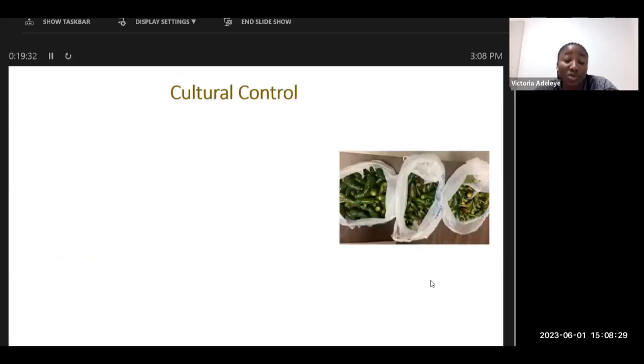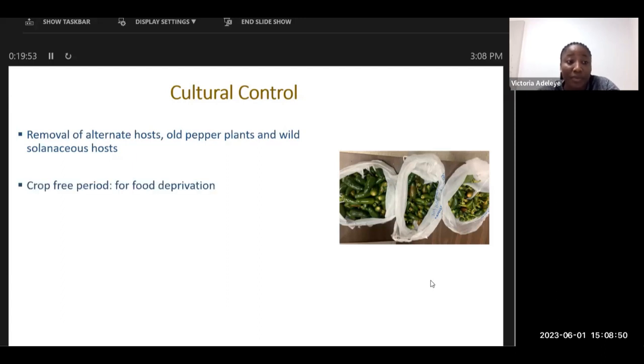We also have cultural control that helps to limit initial immigration into the crop, and these are usually helpful to reduce or manage the population level during the crop cycle. One of the cultural controls is the removal of alternate hosts, removal of old pepper plants, and wild solanaceous hosts from the field. We also have a crop-free period for food deprivation. Also, we've used manual collection and destruction of fallen infested fruits.